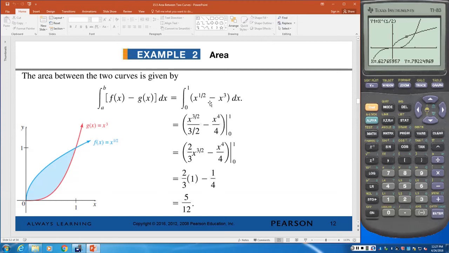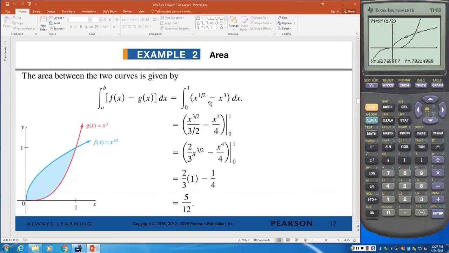I'm sorry, why did you pick to integrate from 0 to 1 again? Because they intersect at 0, 0, and they intersect again at 1, 1. So you just pick a point from each one? No, you pick where the intersection points are. Okay. You have to find out where they intersect, and the x values where they intersect are your limits of integration.